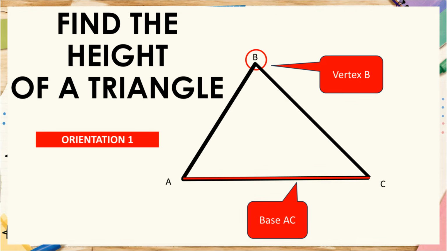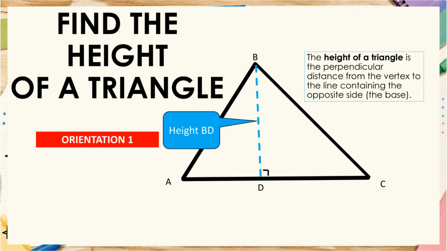In this first orientation, we can see vertex B and base AC. The height of a triangle is the perpendicular distance from the vertex to the line containing the opposite side, which is the base. Here, we identify height BD.